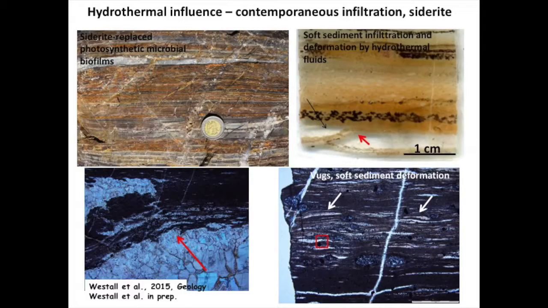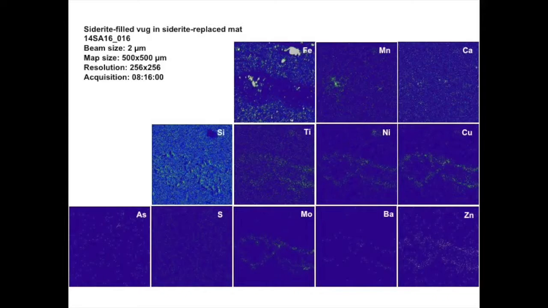You get a kind of lens, a vug shape. And this is an indication that there was something forcing its way through these sediments. So this tells us these hydrothermal fluids were there, and they had an effect. We can also see this if we take a cross section of one of these layers.